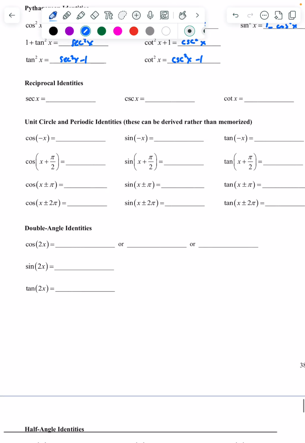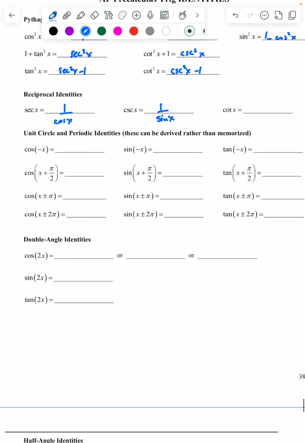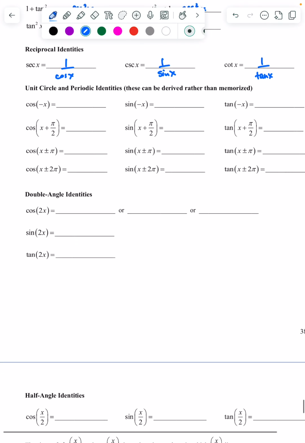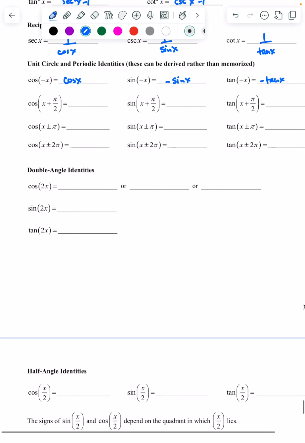Okay, secant, remember secant is 1 over cos. Cosecant is 1 over sine of x. Don't forget the angle, right? So don't just say 1 over sine. It's sine of x or sine of theta, even in identities. Cotangent is 1 over tangent. Cotangent of x is 1 over tangent of x. Cosine here is even, so it's cosine of x, cosine of negative x. Sine is odd, so it's negative sine. And tangent is the ratio of that, so it's negative tangent, making tangent also odd.